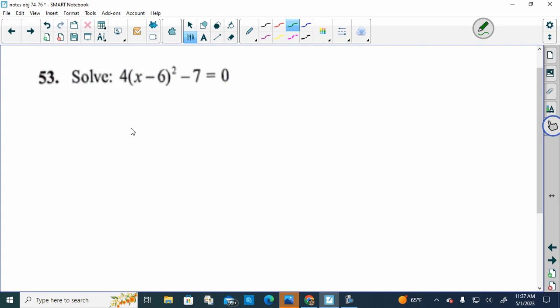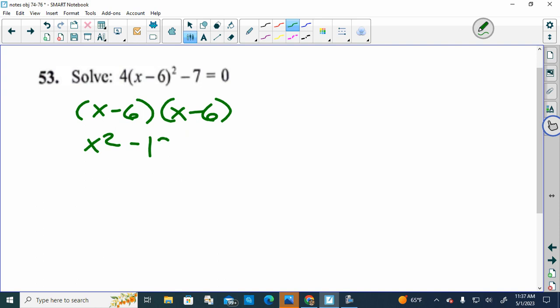So order of operations, we would have to do the exponents first. So that means I need to go x minus 6 times x minus 6 first. And if you can't read that, it's 4 parentheses x minus 6 squared minus 7. Okay, so we distribute, right? So that would be x squared. I'd have a negative 6x and another negative 6x, so that would be a negative 12x plus 36. Okay, are we good to there? So all we've done is that part.